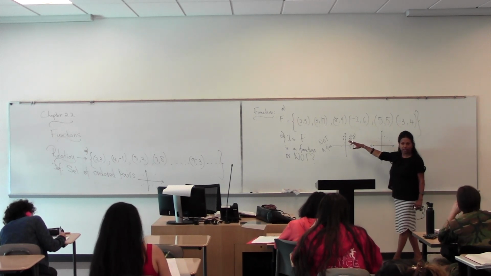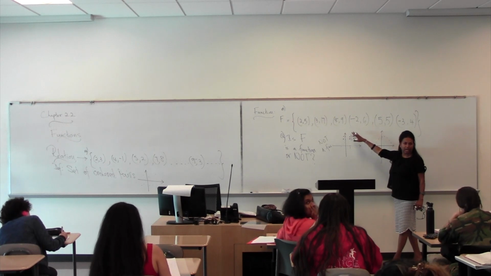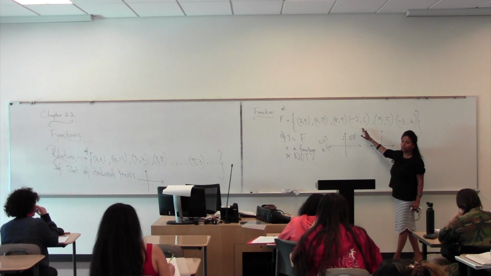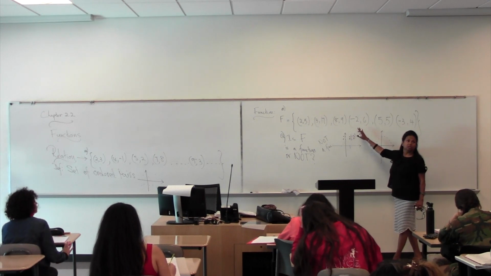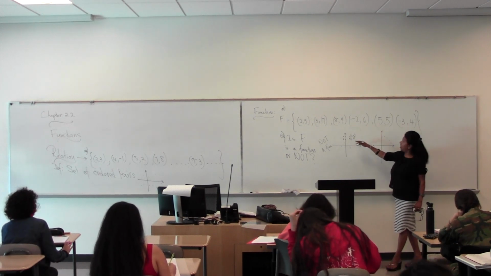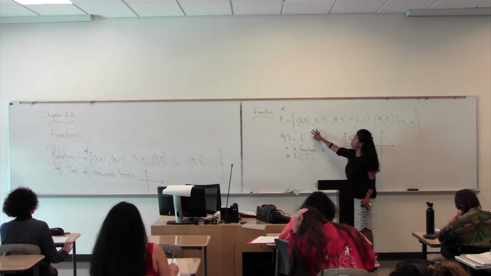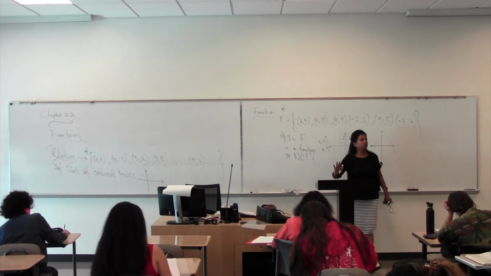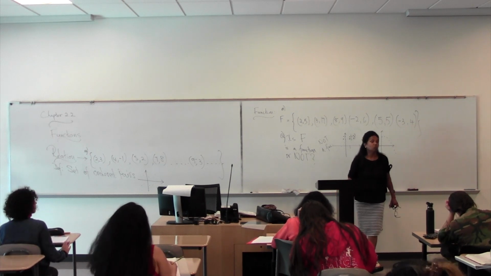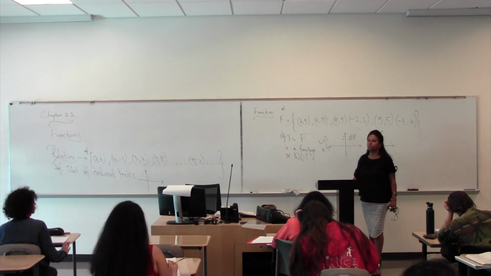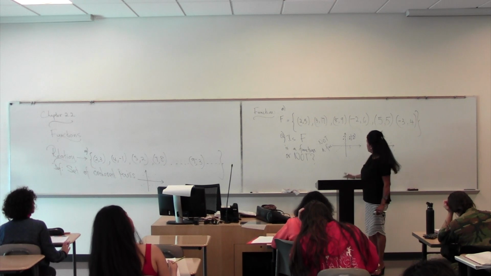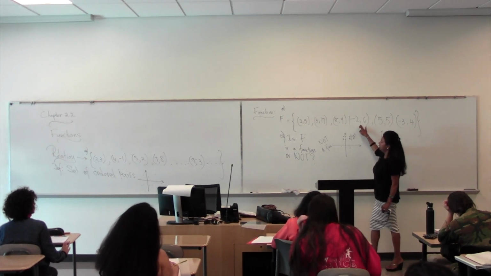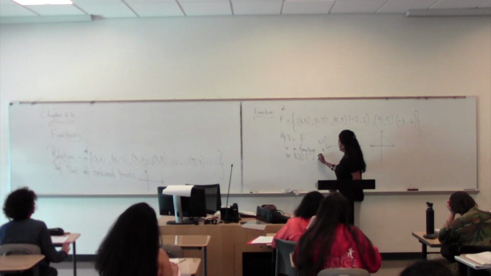Because the same x value cannot have two different y values. For a set of ordered pairs, two ordered pairs with the same x values cannot have two different y values. Okay? So we don't have that in here. So therefore, what's the answer to this? Yes, right?